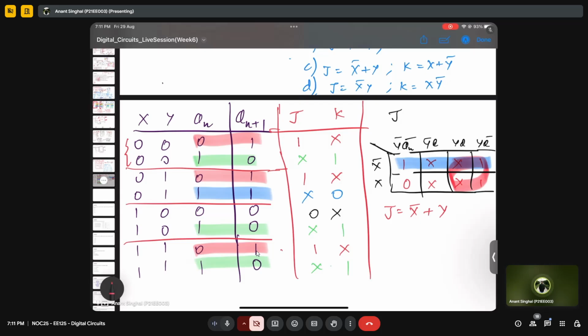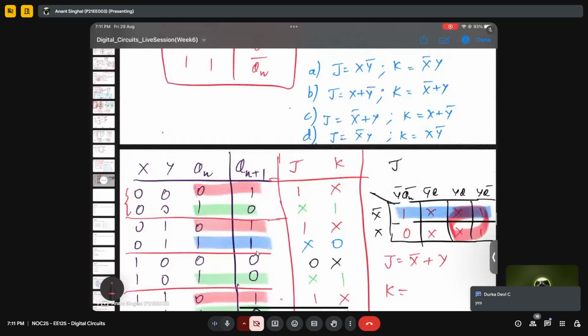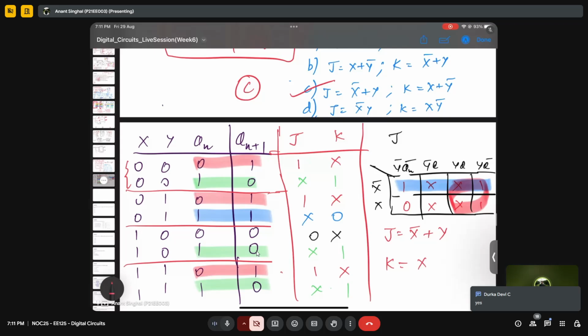Please let me know if you are all able to understand this. Yeah, great. So similarly, you can make for K, since only one option has X bar plus Y. So I think C is the correct answer. So K should come out to be X plus Y bar, if I'm not wrong.